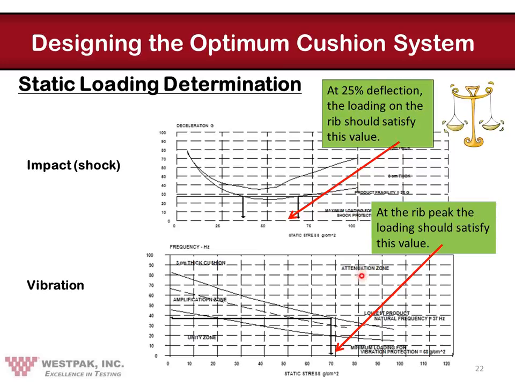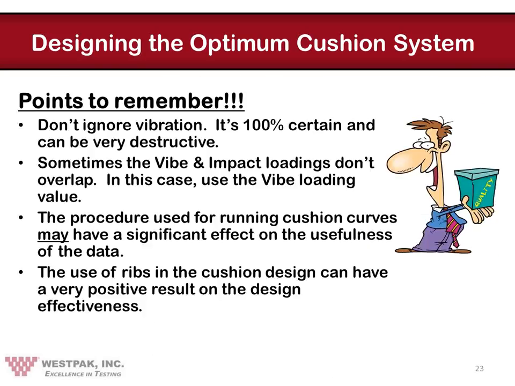So what we do then is to load at the peak of the rib for this value here. That's the vibration value that satisfies the peak of the rib. Then at 25% deflection, we will want to load the rib to achieve a value that falls within this range. By so doing, we can keep to the criteria of the proper loading and still do both vibration and impact data properly. Okay.